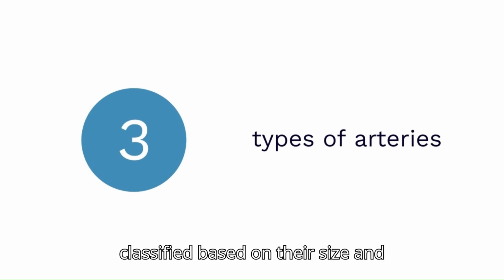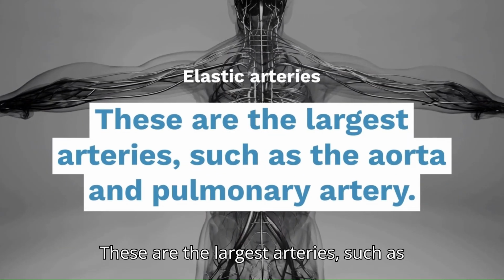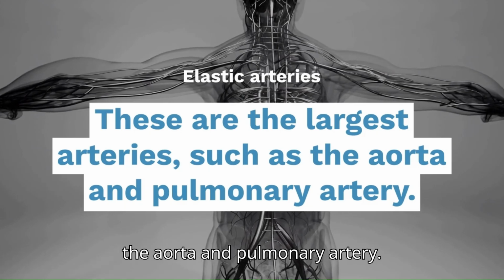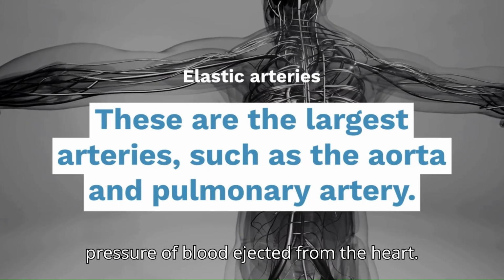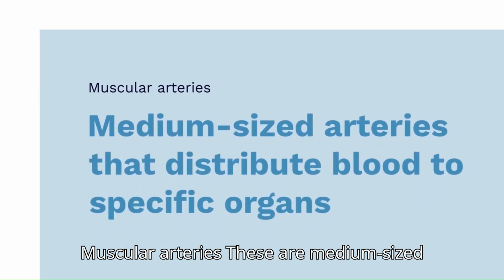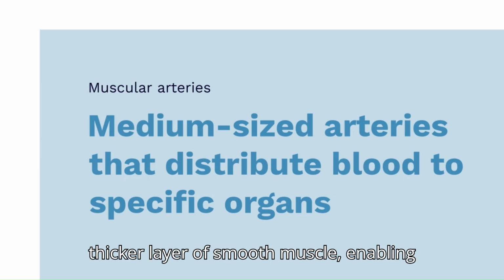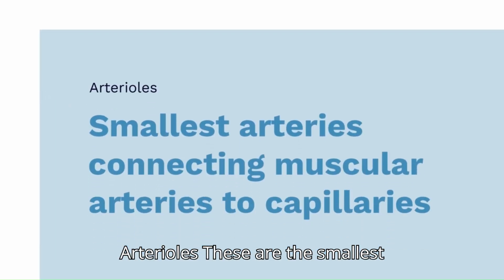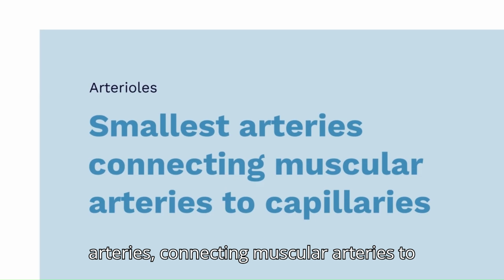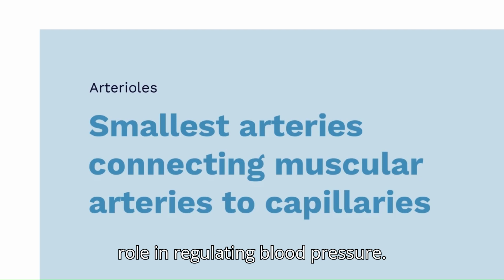Arteries are classified based on their size and location. Elastic arteries. These are the largest arteries, such as the aorta and pulmonary artery. They have a high elastin content, allowing them to withstand the high pressure of blood ejected from the heart. Muscular arteries. These are medium-sized arteries that distribute blood to specific organs. They have a thicker layer of smooth muscle, enabling them to regulate blood flow. Arterioles. These are the smallest arteries, connecting muscular arteries to capillaries. They play a crucial role in regulating blood pressure.